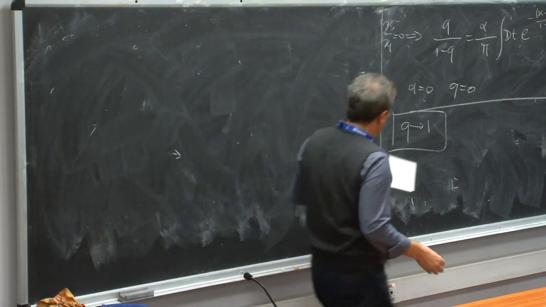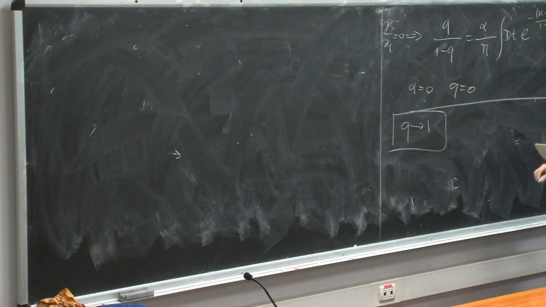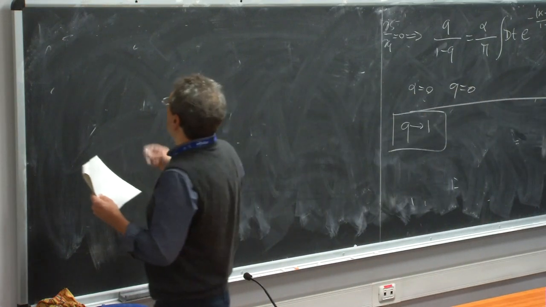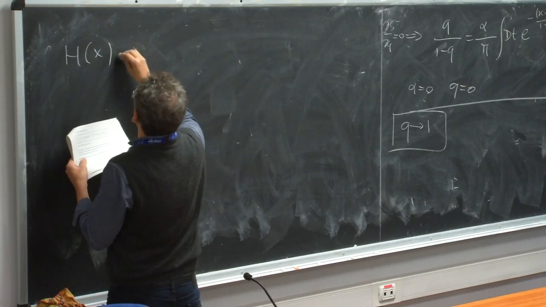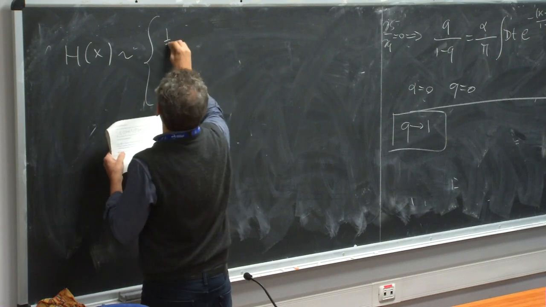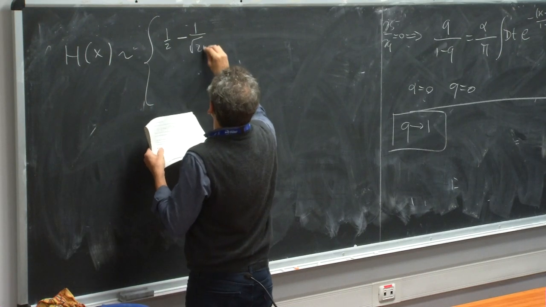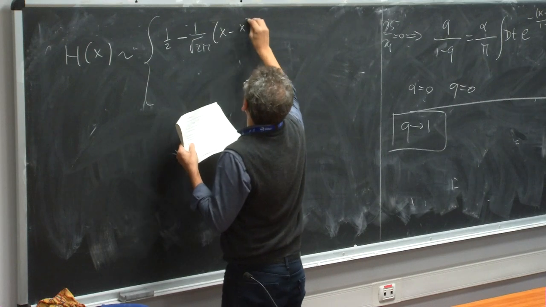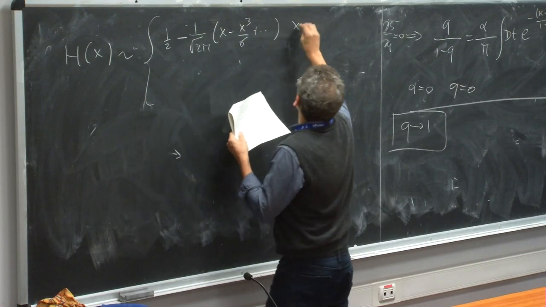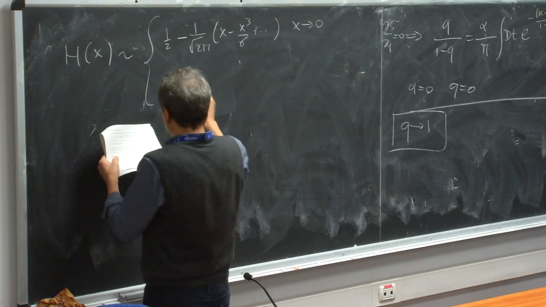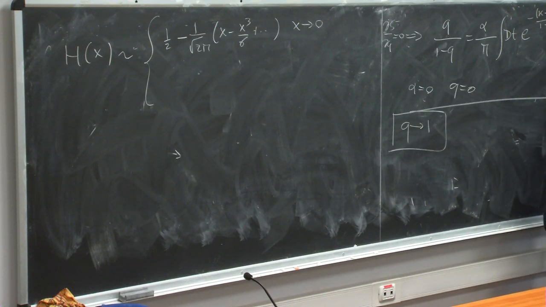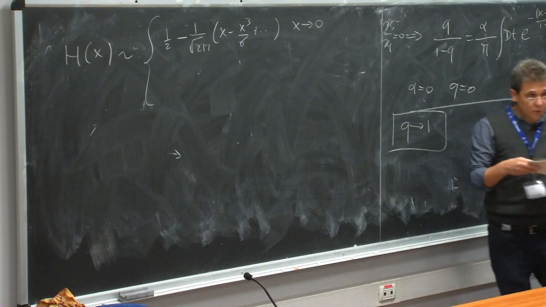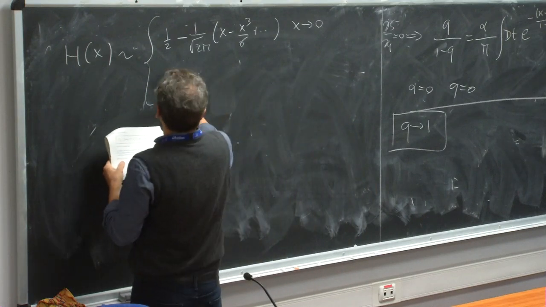asymptotic expression for this function here. So H of x has various expressions which are useful: 1/2 minus 1 over square root of 2 pi times x minus x cubed over 6 plus other things when x is small. And when x is large, you see that, so this x small for k equals 0 would correspond to alpha equals 0. Otherwise, here you get, when q goes to 1, the argument which goes to infinity. So you're interested in the other asymptotic expression.